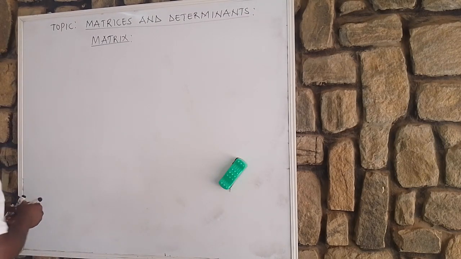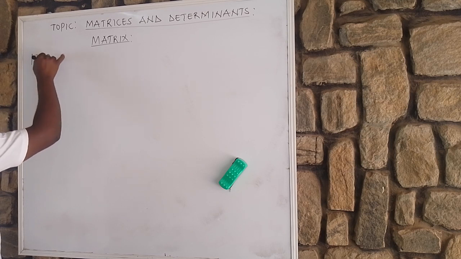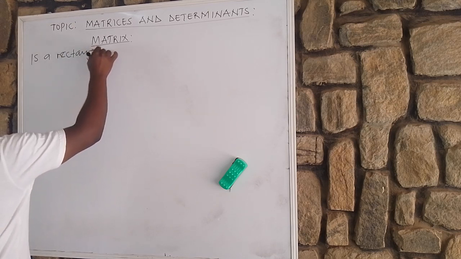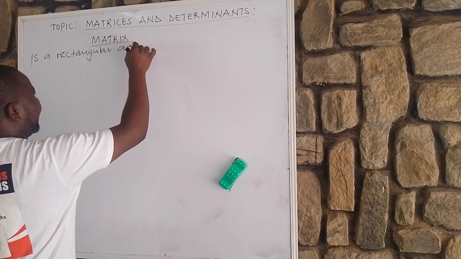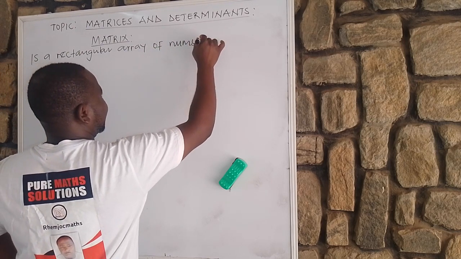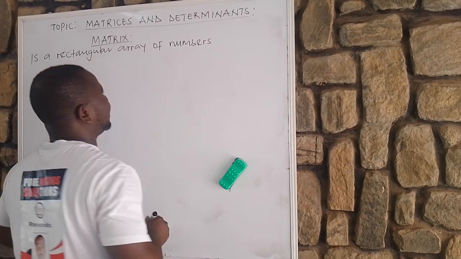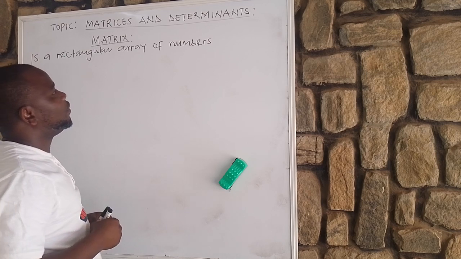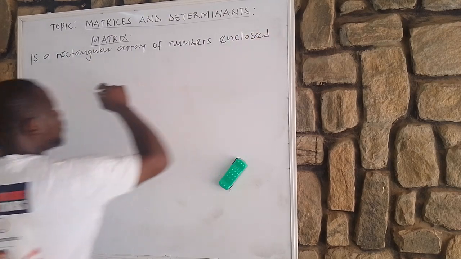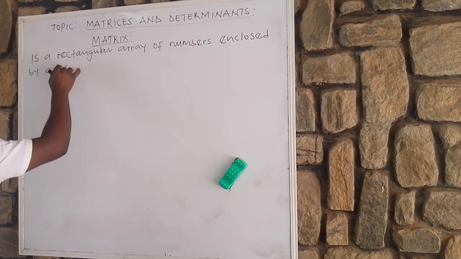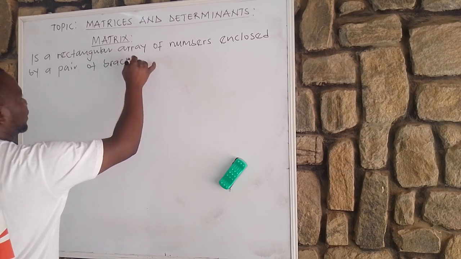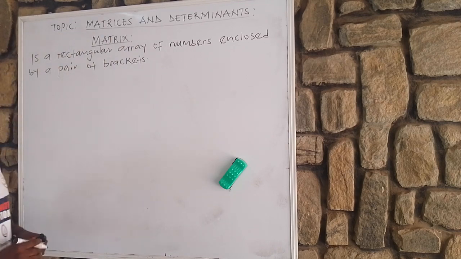So a matrix is a rectangular array of numbers enclosed by a pair of brackets. A pair of brackets. Yeah.